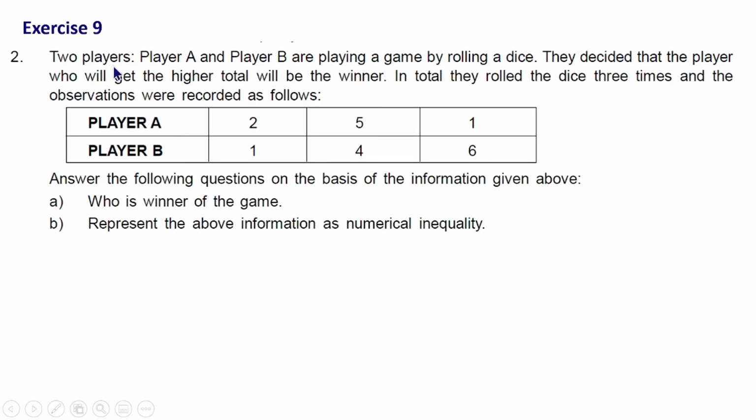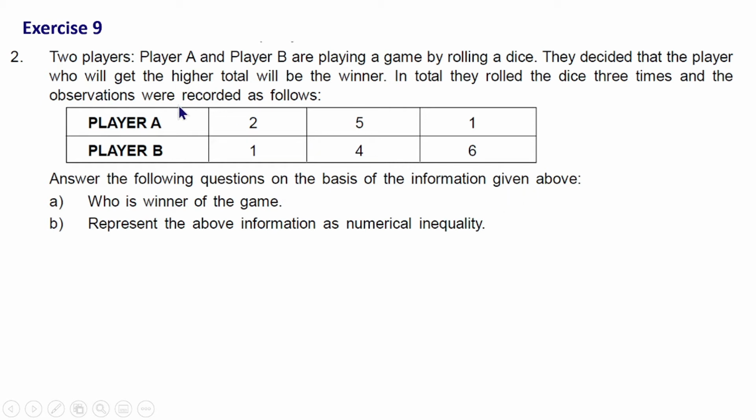Next question. Two players, player A and player B, are playing a game by rolling a dice. They decided that the player who will get the higher total will be the winner. If they rolled the dice 3 times and the observations were recorded as follows, answer the following questions on the basis of the information given above.